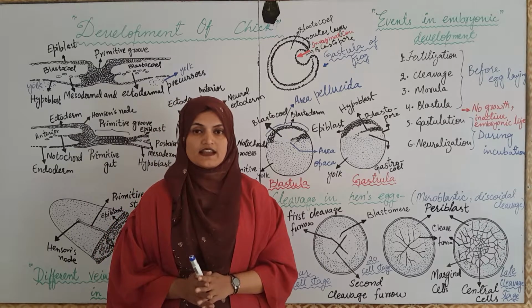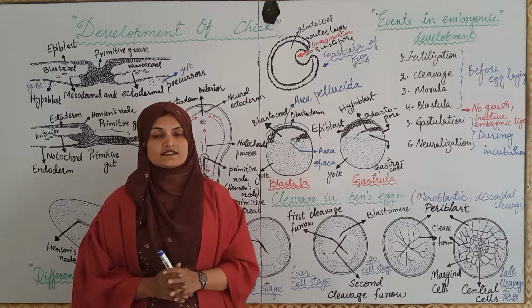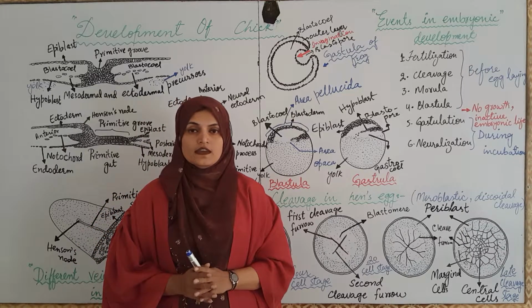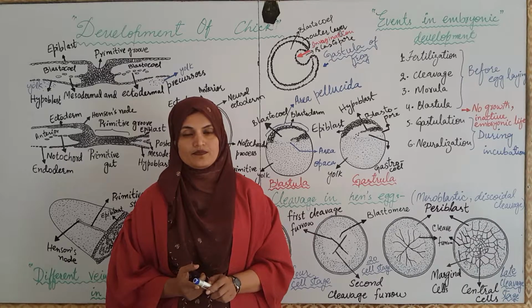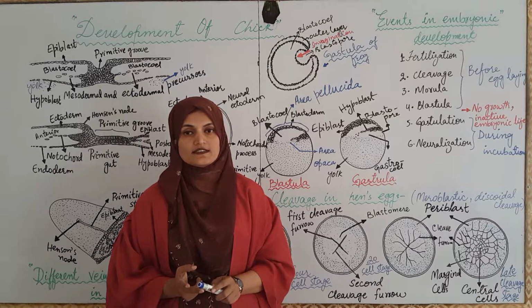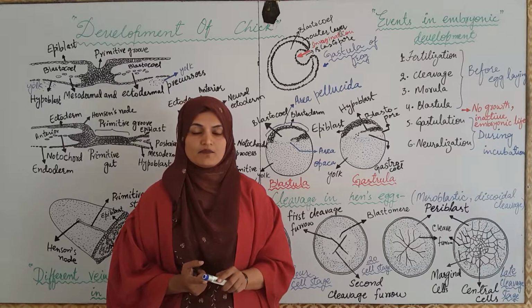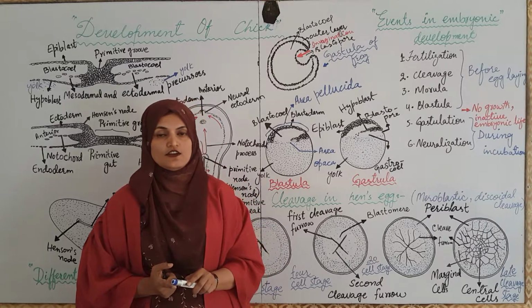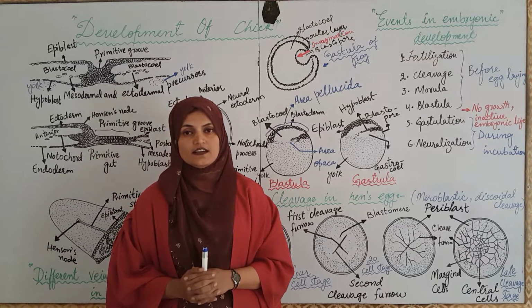The required temperature, 36 to 38 degrees centigrade, provided to the egg is termed the incubation period. Incubation can be natural or artificial. Natural incubation is the period provided by the mother hen, while artificial incubation is the period in which a temperature of 36 to 38 degrees centigrade is provided to the embryo by keeping it inside an incubator.